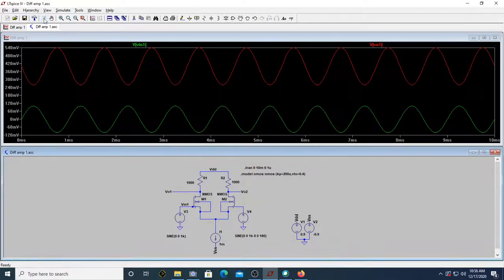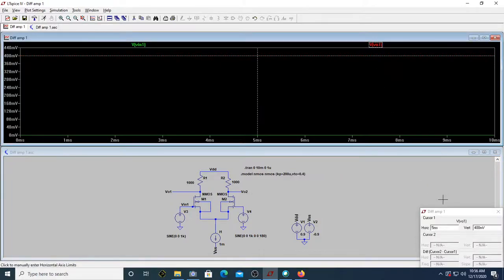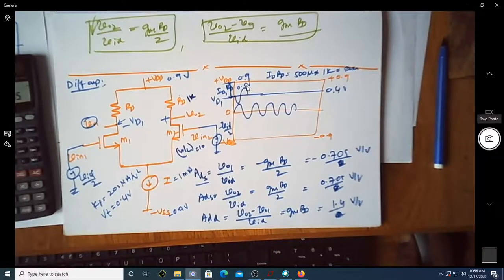Let me save this and see. Can you see this voltage? The voltage V01 is exactly at 400 millivolt. Why it is at 400 millivolt is because, as we saw here, the DC voltage at the drain of this particular transistor is VDD, which is 0.9, minus the drop. The drop is actually 500 millivolt.